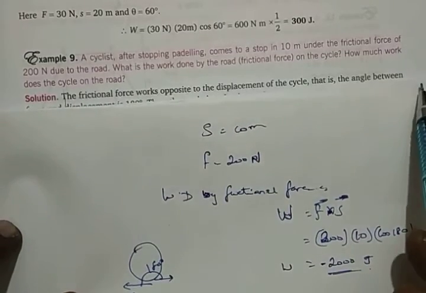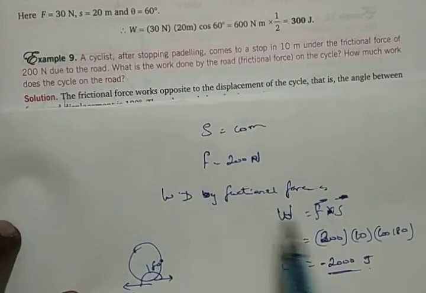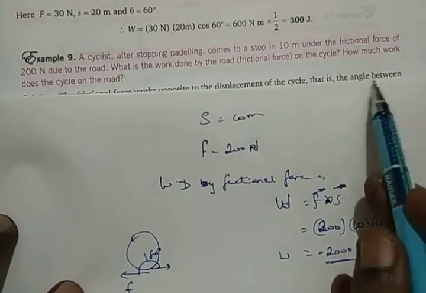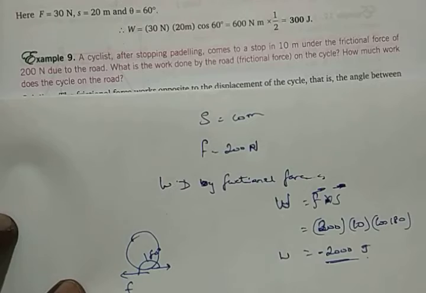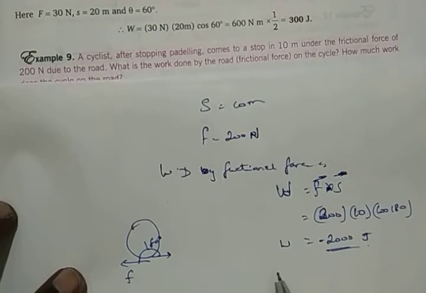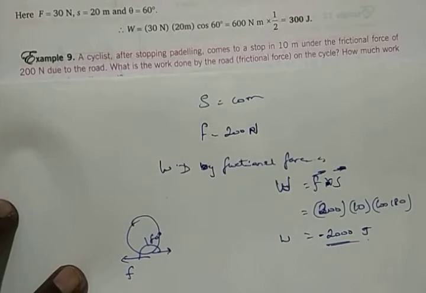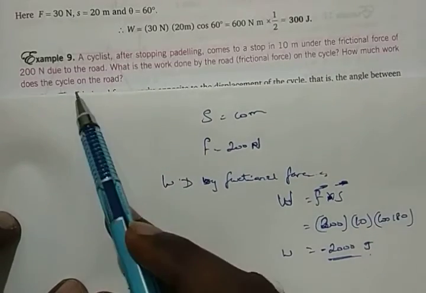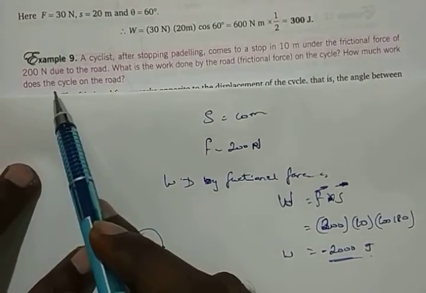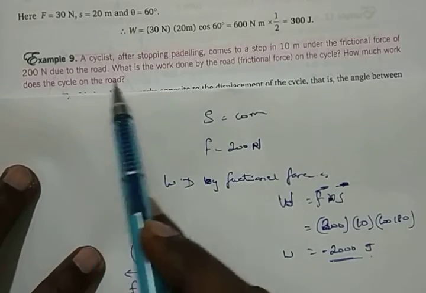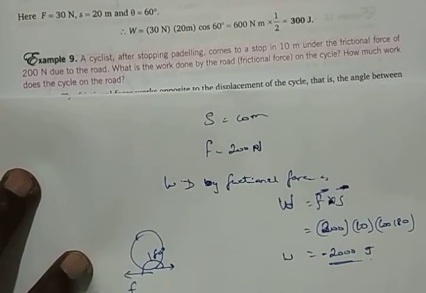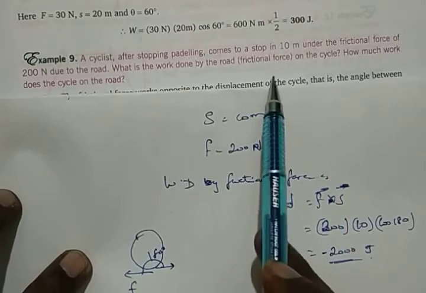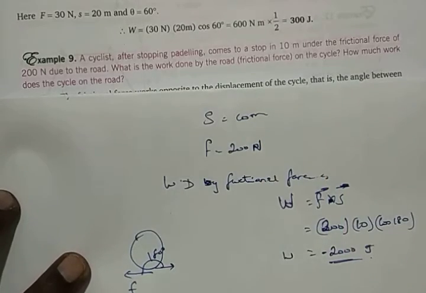How much is the work done by the cycle on the road? That will be zero work done. The cycle cannot do any work on the road because the cycle will not be able to move the road. The cycle is just moving on the road, the road is static only. So the work done by the cycle on the road is zero. Okay, so that's the second part of the question.